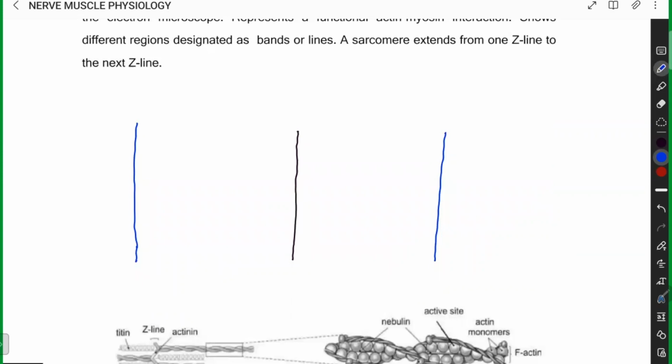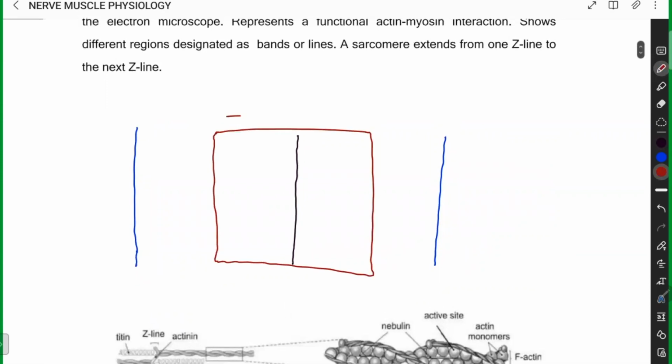Now, you're going to have a thick filament and a thin filament. Where will the thick filament be, and where is the thin filament? Your thick filament actually will be like this. You're going to have a thick filament at the center point. I can draw it like this. So this is your thick filament.